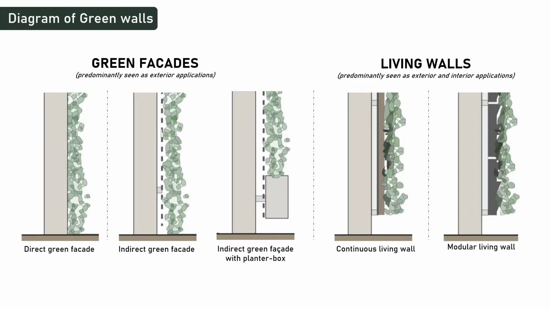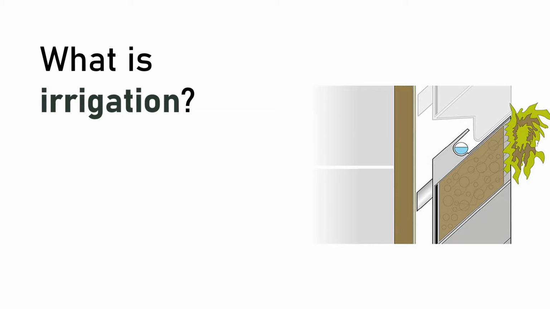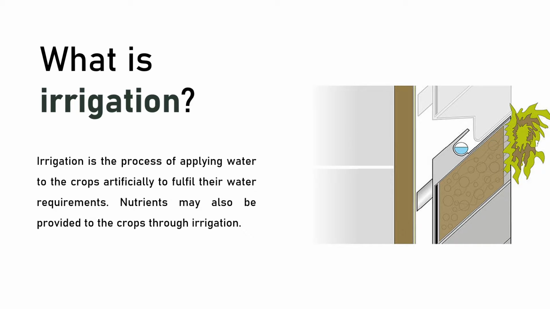So now that we are more familiar with the classification of green walls, it is also necessary to introduce one of the general functional elements of green walls, which is irrigation. So what is irrigation? Irrigation is the process of applying water to the crops artificially to fulfill their water requirements.